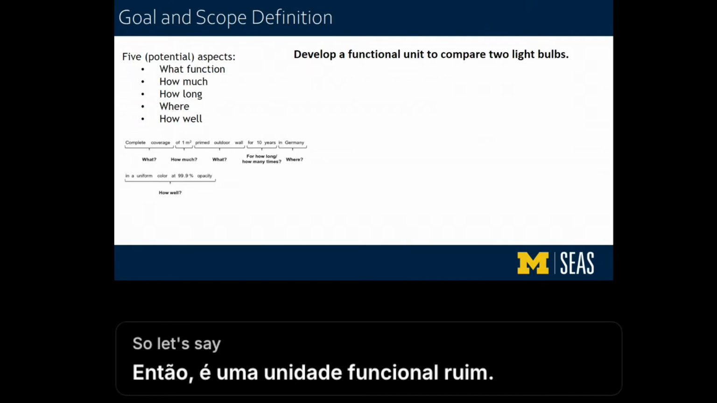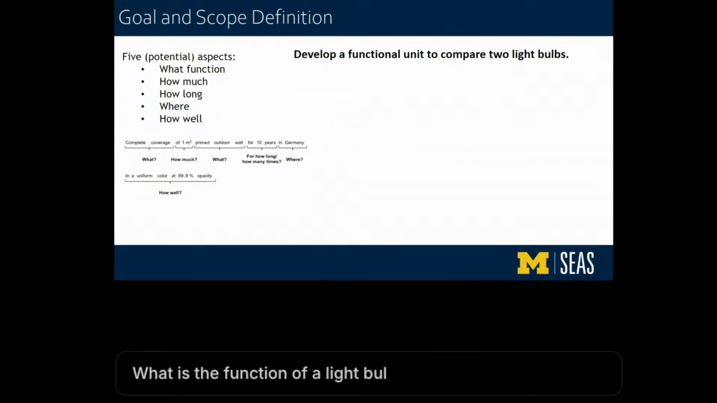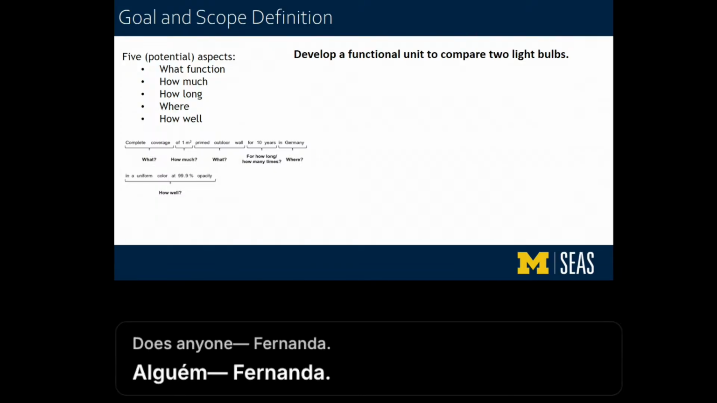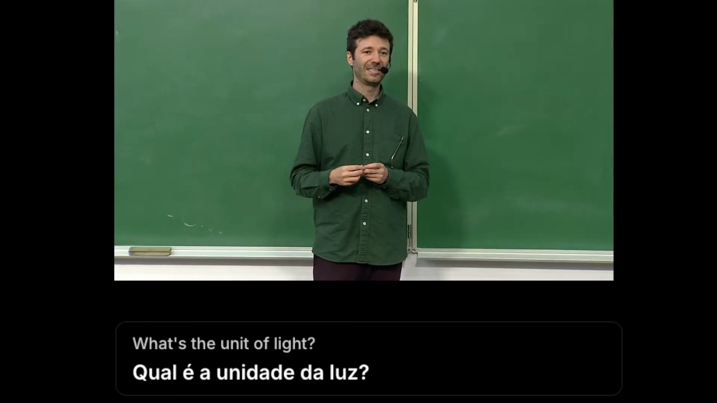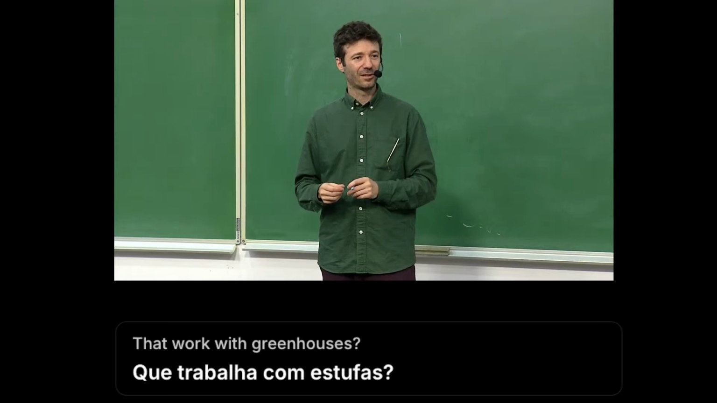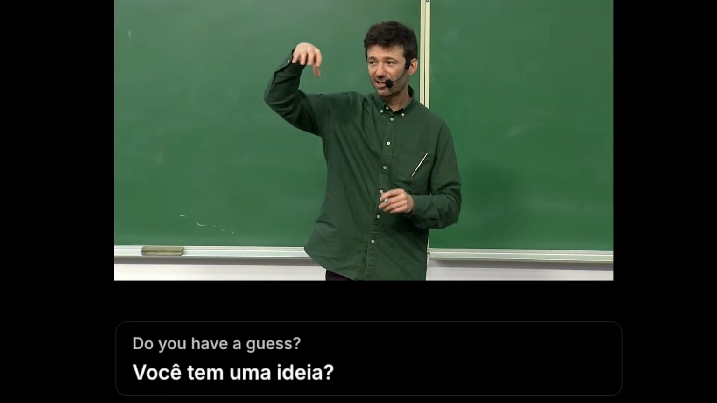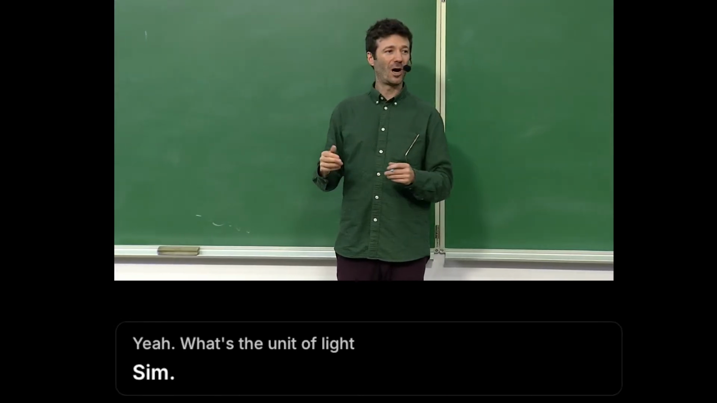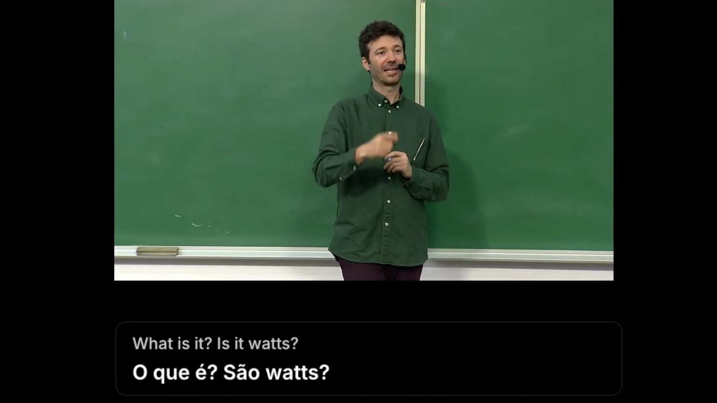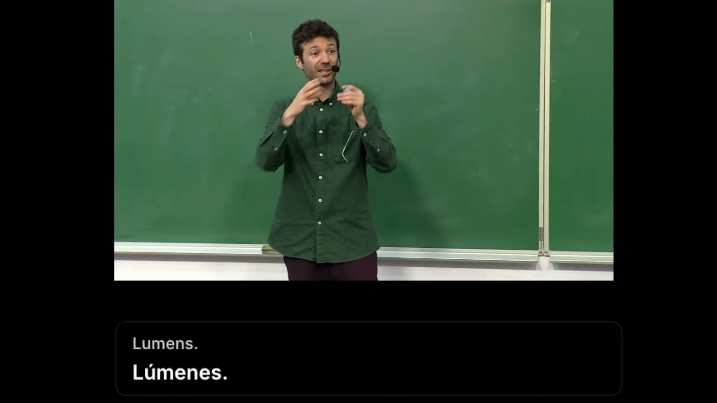So let's say we want to compare 2 light bulbs, right? What is the function of a light bulb? Fernanda. To provide light, right? How do we measure light? What's the unit of light? Are there any agronomists here that work with greenhouses? Do you have a guess? What's the unit of light? Is it watts? Hertz? That's a frequency. That's how fast, right? Lumens. It's lumens. That's the strength of light, right?